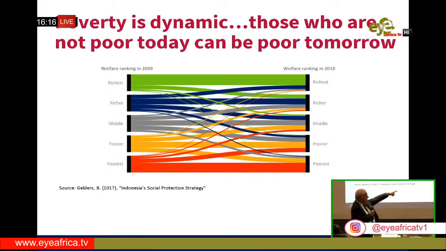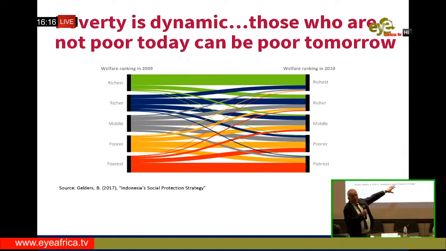The same poor people are still poor. But some of them are not poor anymore. They are a little bit less poor. They even become middle income. And a couple of them really become the richest in the society. And the same for the richest. If you look at the green part, most of the rich people stay rich. That's true in all the countries in the world, by the way.